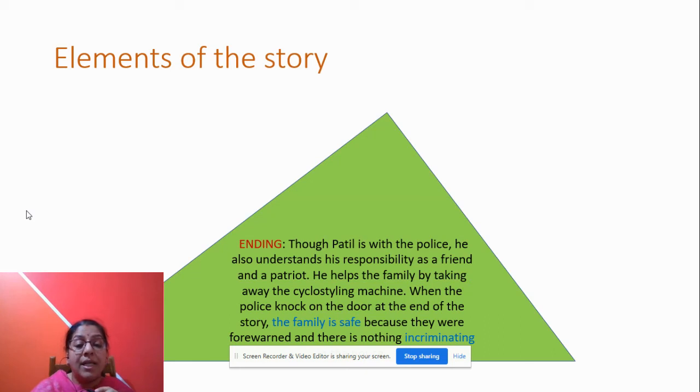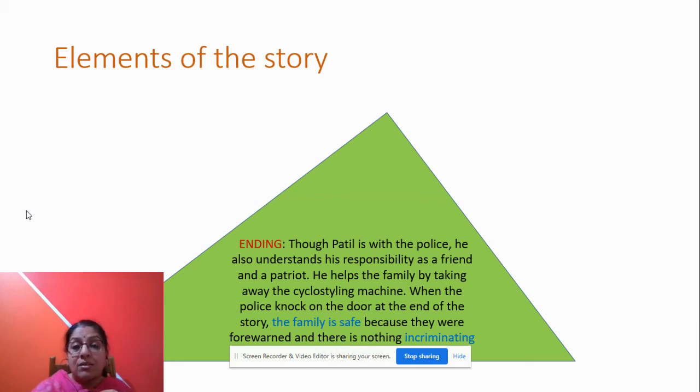Now, how did the story end? Then, after Mr. Patil left with the cyclostyling machine, the police had come home in search of the cyclostyling machine, but they could not get any because Mr. Patil was kind enough to inform them ahead of time and take it away so that there is no proof left that they had used the cyclostyling machine. So Mr. Patil was a true patriot. At the same time, he was a responsible friend who wanted the family to be safe.